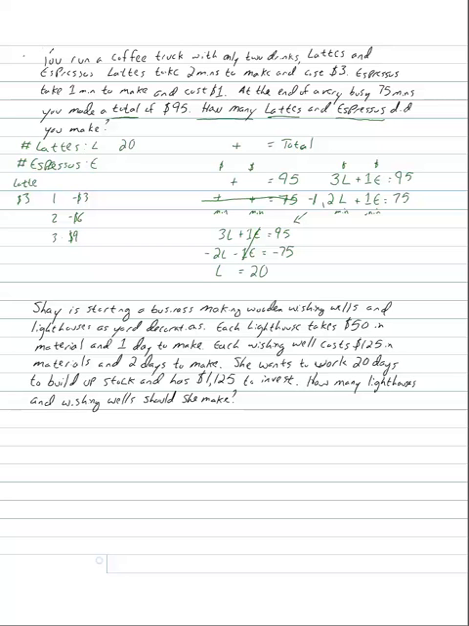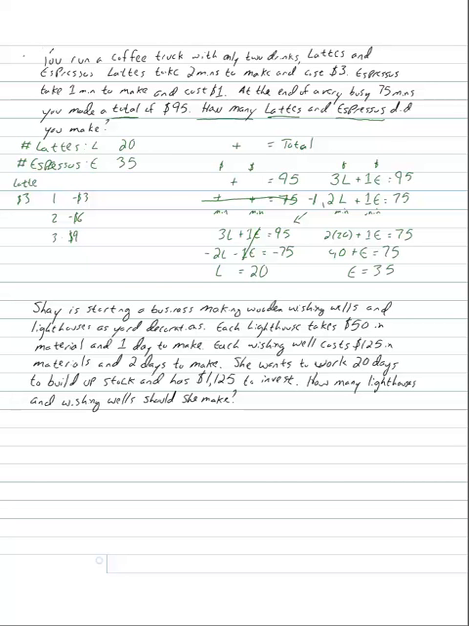So to see how many espressos I can make, I'll just sub it into the second one. 2 times 20 plus 1 times E equals 75. So 40 plus E equals 75. So E equals 35.